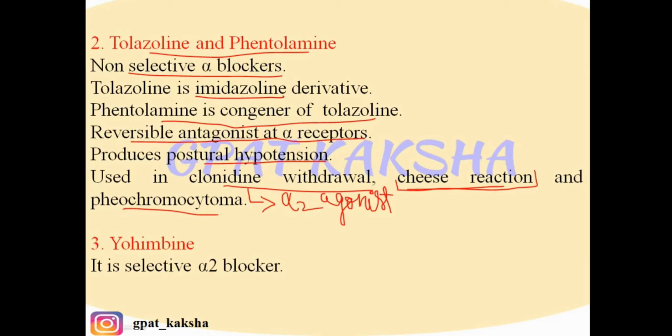The third type of drug in this category is Yohimbine. It is a selective alpha 2 blocker, means the role of alpha 2 receptors is to apply a brake on the sympathetic system, means to limit the activity of the sympathetic system. So these kinds of drugs which are selectively alpha 2 blockers remove the brake on the sympathetic system and lead to enhanced activities of the sympathetic system.